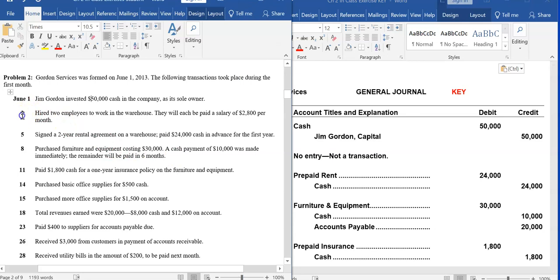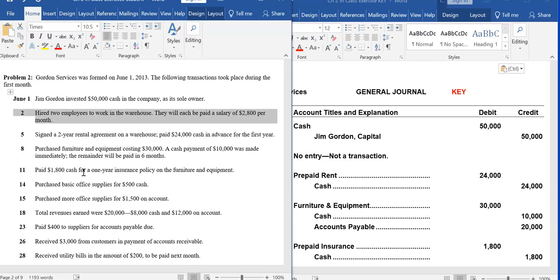The second transaction on June 2nd, or the second thing that happened: 2 employees were hired to work in the warehouse. They will be paid a salary of $2,800 per month. Now here, there is no exchange of resources. There was no transaction here. The only thing that happened was 2 employees were hired. They haven't earned anything because they haven't actually worked yet, so the company doesn't owe them anything.